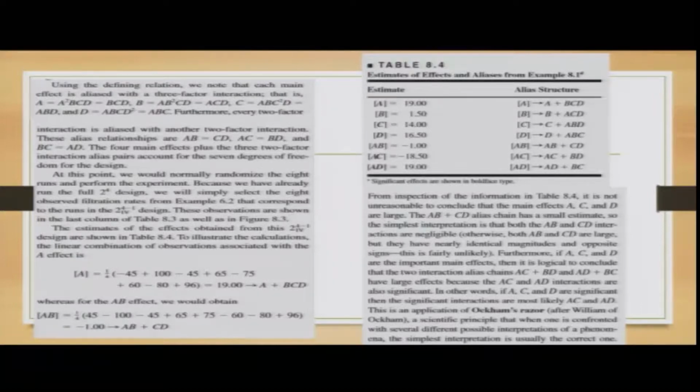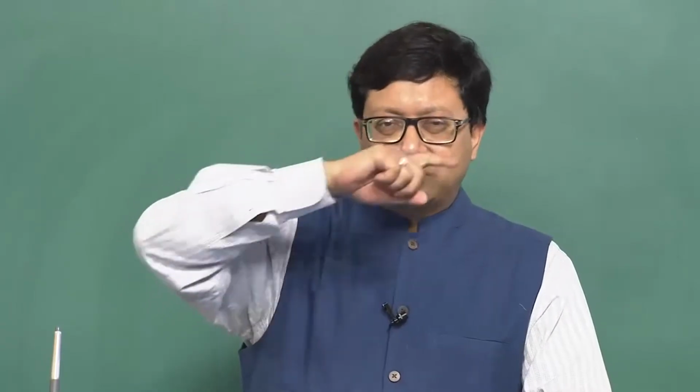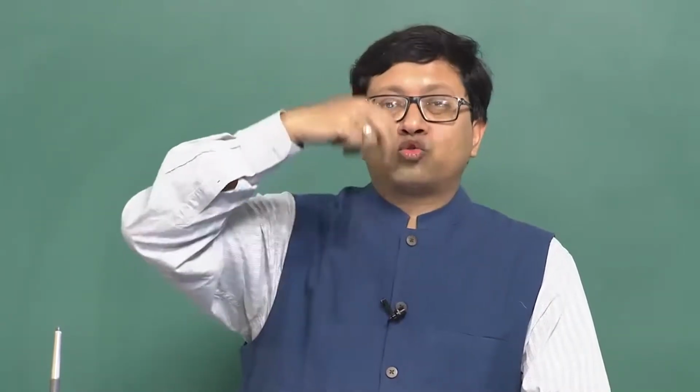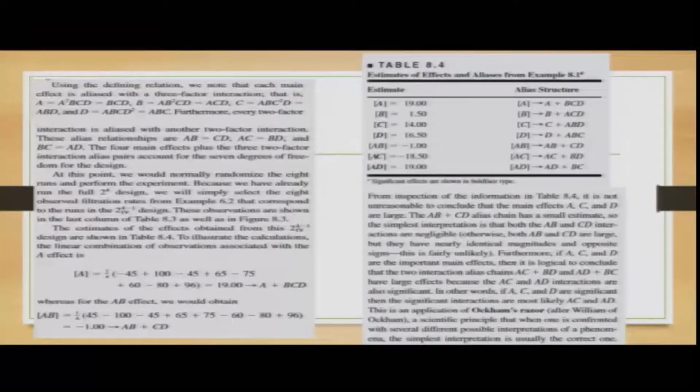Square means the effect which is coming into the picture, that is, C square means there are 2 levels of effects coming from factor C. Similarly, if it is A square, it will mean the effect of factor A is coming on 2 fronts. If it is A cube, it would mean the effect of A is coming on 3 fronts. And similarly for D, it will be given by A B C D square.